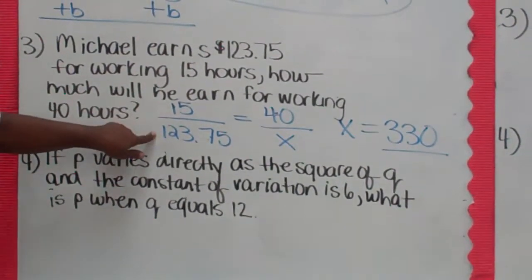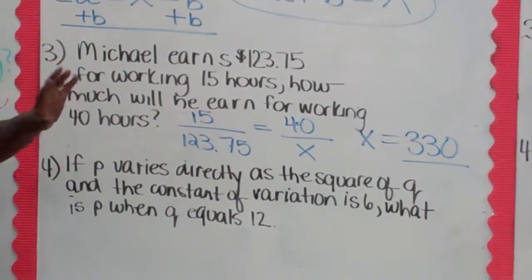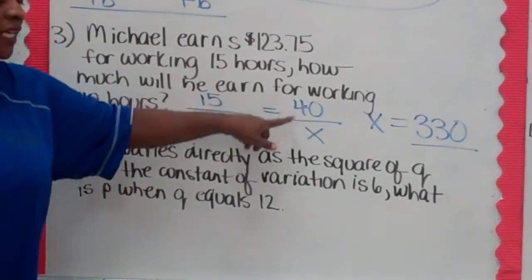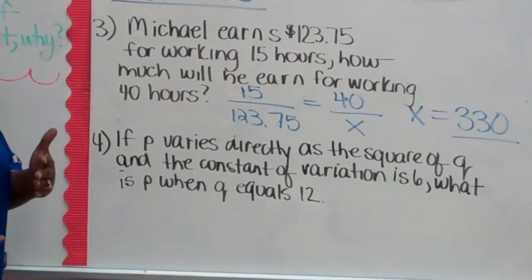Again, hours is to money as hours is to money. Now the truth is, you could really say either way. You could say money is to hours as money is to hours. You'll have the same proportion, so you just cross multiply and solve as well.